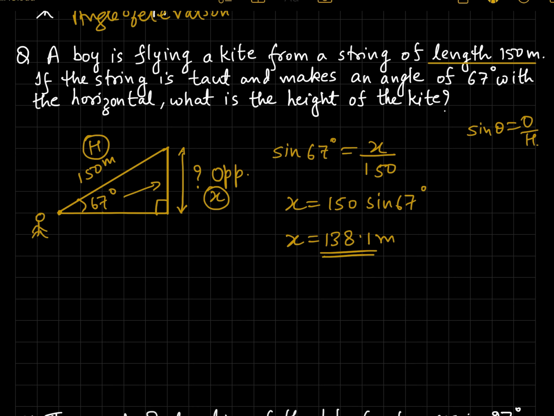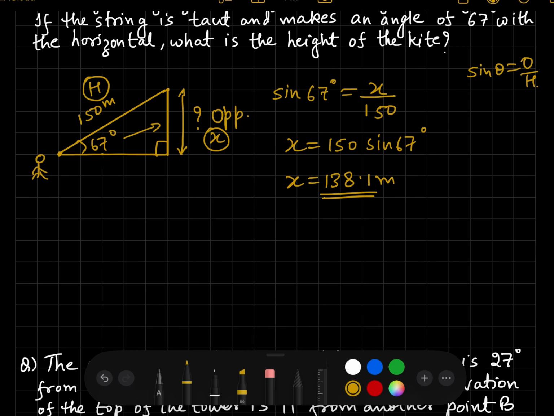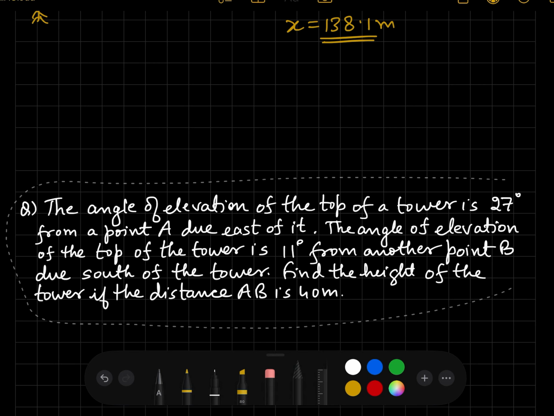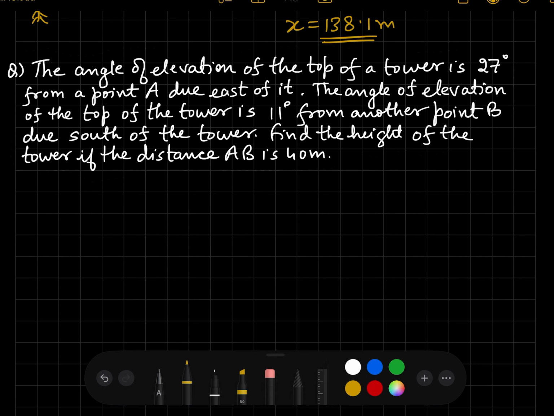So 67 degrees is the angle of elevation here, right? Because the kite is above the ground. Hope you understood. Now let us solve one more question. Let me move this question a little up so that we can get more space here.